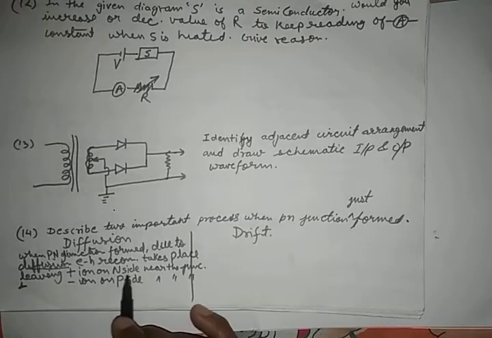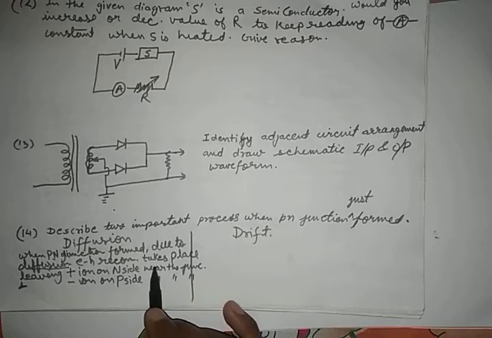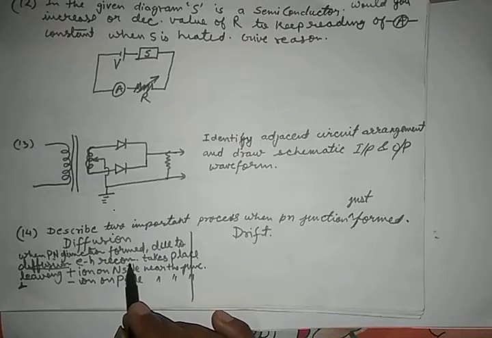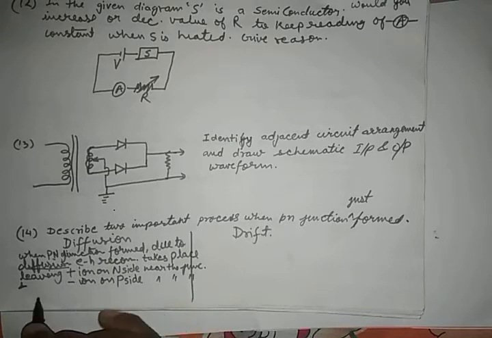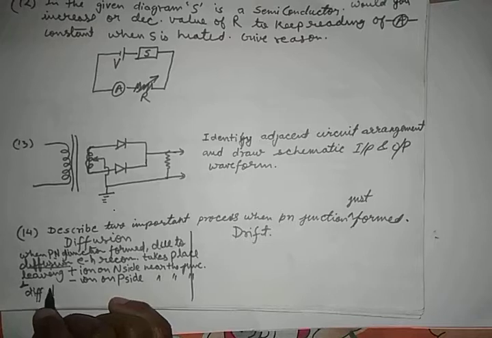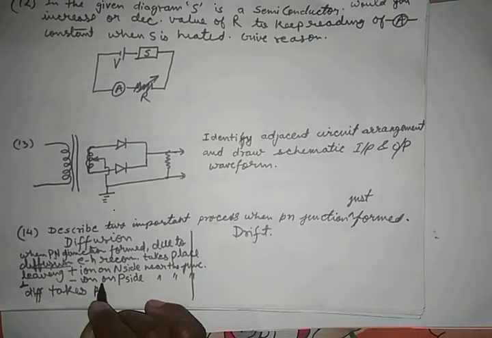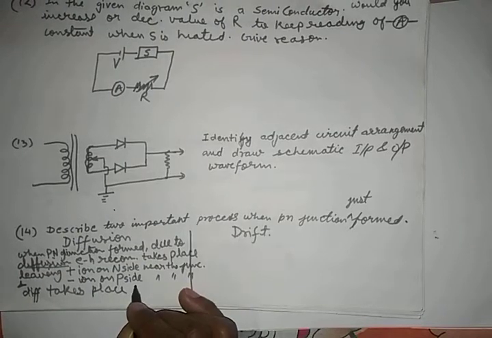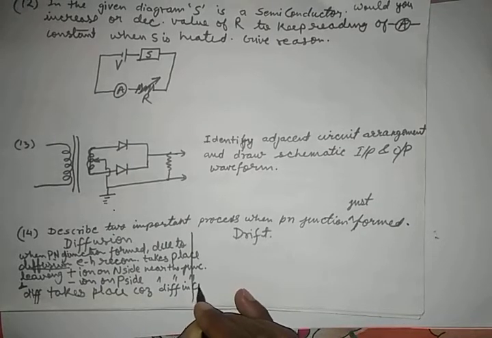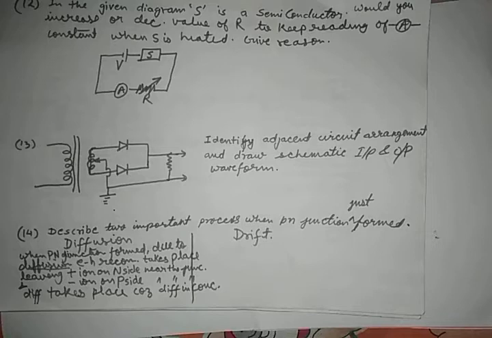Diffusion takes place because of difference in concentration, the difference in concentration of holes and electrons in P and N region respectively.